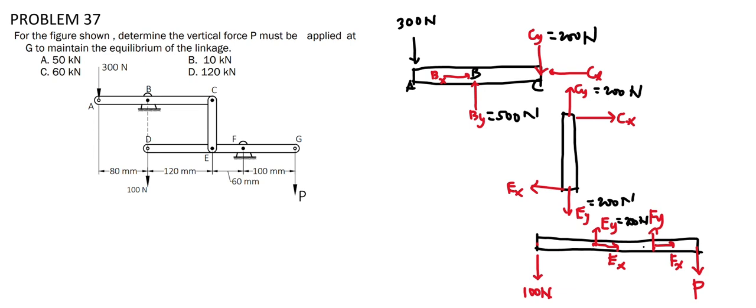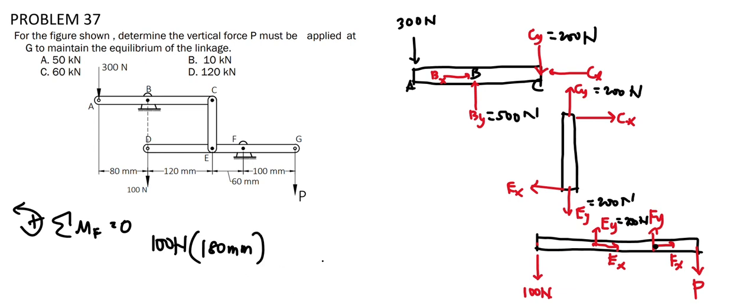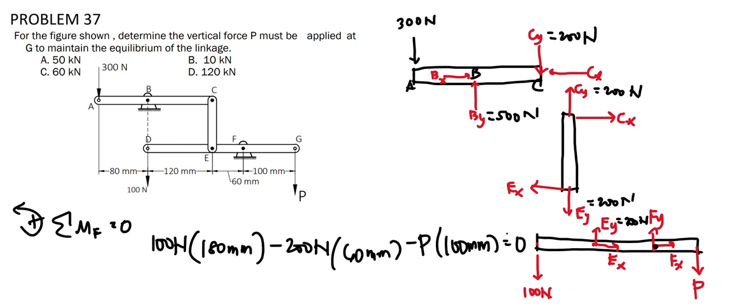Now to solve for P, we take summation of moment at point F equal to 0, taking counterclockwise to be positive. So we have the 100 Newton force that will induce a counterclockwise moment, so it's positive, times the moment distance going from the support, that is 120 plus 60 millimeters equal to 180 millimeters. And then we have Ey that will induce a clockwise moment, so it's negative, times the moment distance of 60 millimeters. And then we have force P that will induce a clockwise moment, times the moment distance from the point F equal to 100 millimeters, equal to 0.